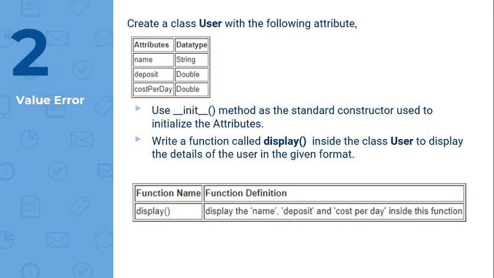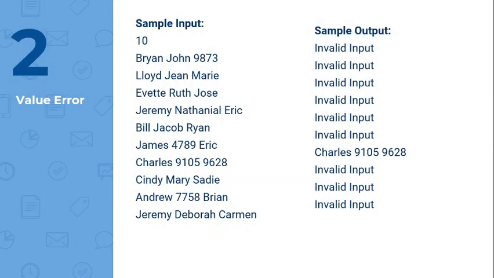We have to create a class called user with the following attributes: name, deposit and cost per day. We have to initialize them using our constructor, and write a display method that will display the name, deposit and cost per day. Look at this, this is the input. Again, the input here is a space separated value. The first value is the name, the second value is the deposit and cost per day.